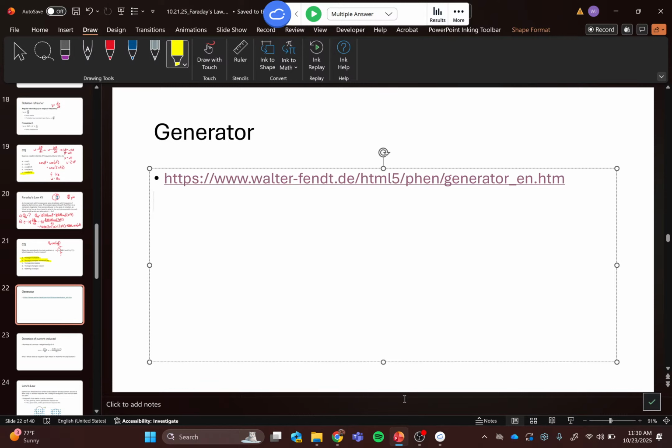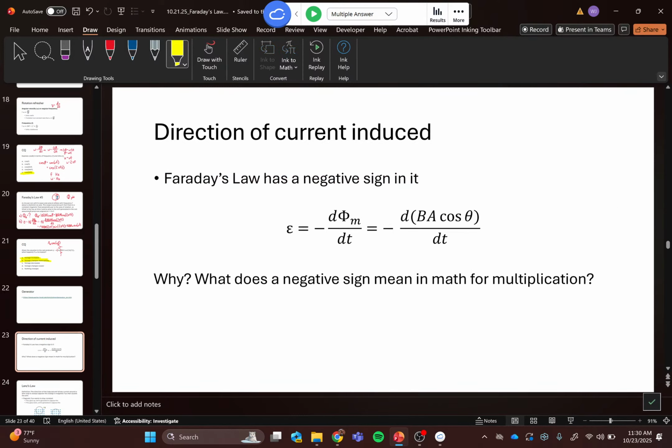All right, so direction of current. Now we can finally look at this negative sign. It means something. So my question to you, and think about this for a second: in multiplication, what does a negative sign do to something? It sounds stupid, but it's going to help us understand it. So just think about it, don't yell out the answer. Think about what a negative sign does.